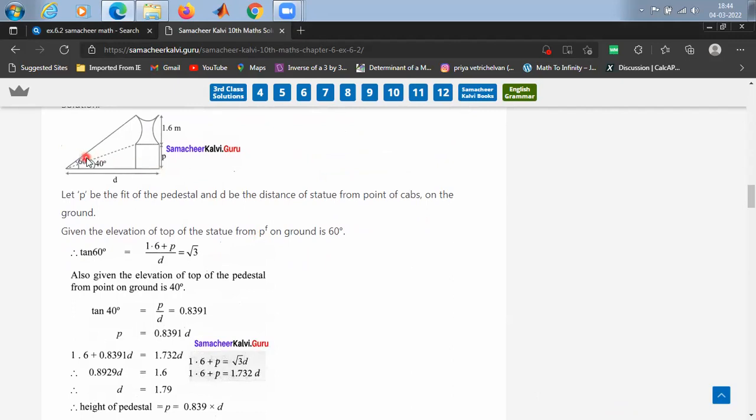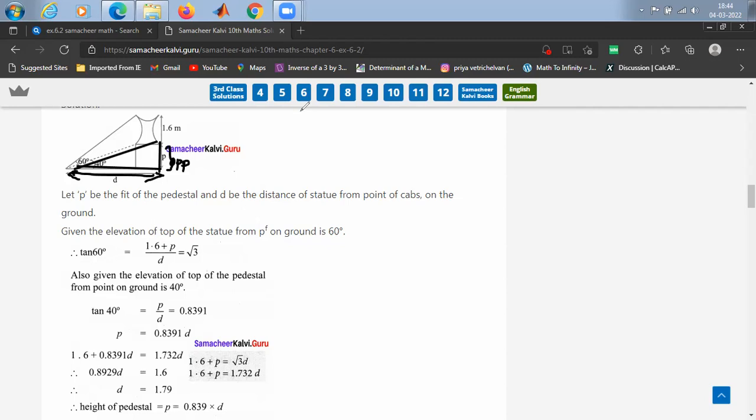We have to do it for tan 40 degree as well, because here also you'll be able to see a triangle. Opposite side is p. This is opposite, isn't it? P is opposite. And you have the adjacent side here. So it's p upon d.